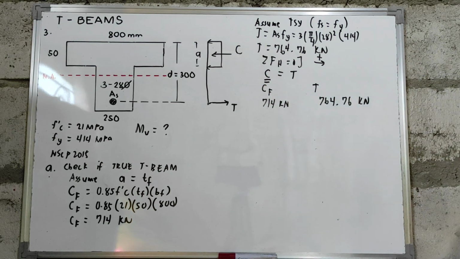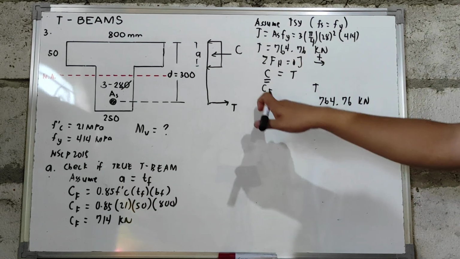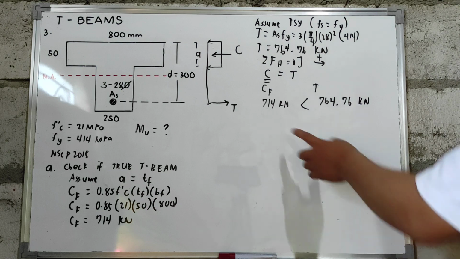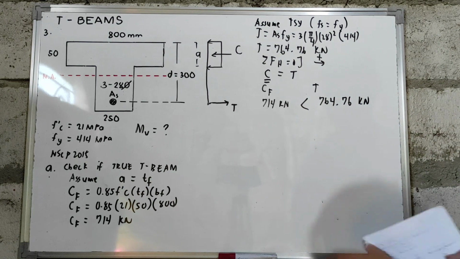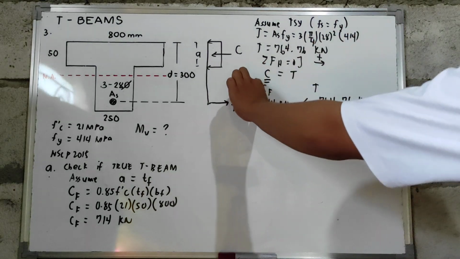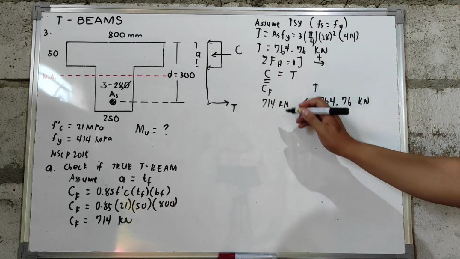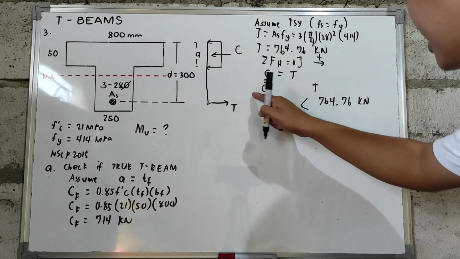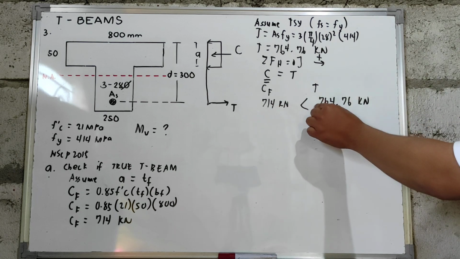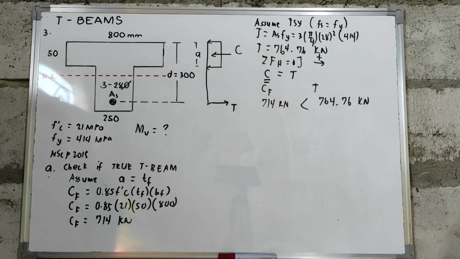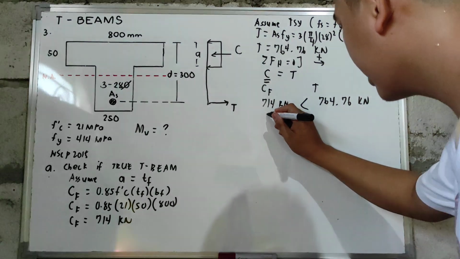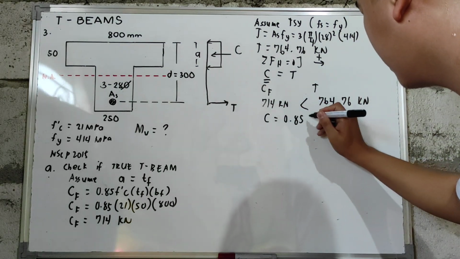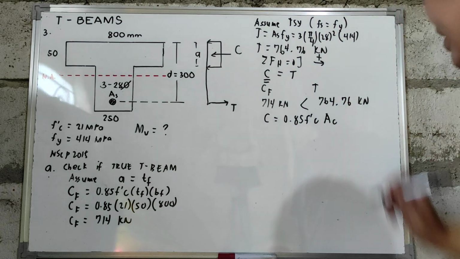By principle, the value of compression should balance, or be equal to, our tension. If we look at it, our CF is less than our tensile force. So meaning to say, we need to increase the value of our A so we can increase the value of C. For the two to equate, we need to increase the value of CF until it reaches 764.76 kN. So sir, how do we increase the value of the compressive force? Again, C is equal to 0.85 F prime C multiplied by AC.